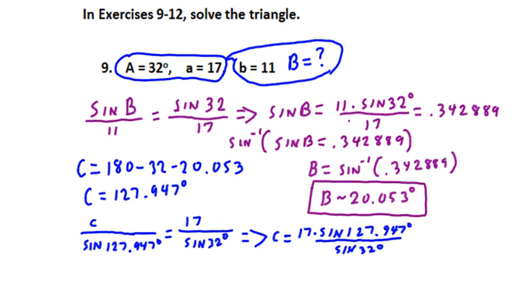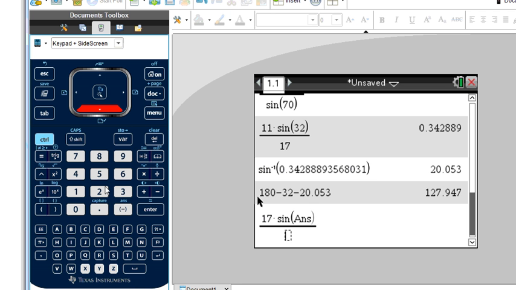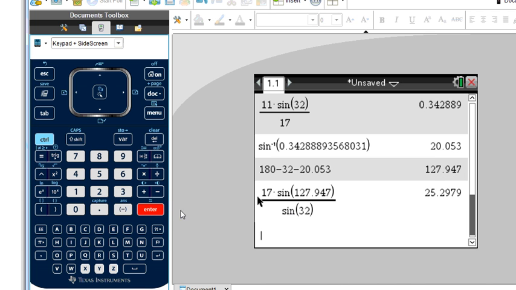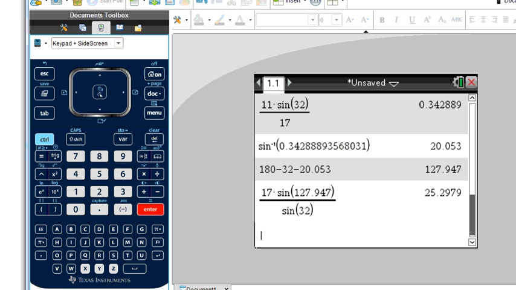Okay, so going to our calculator, we have 17 times the sine of 127.947. Since that's the last number the calculator found, we're going to take control negative sign for A and S, and then we're going to divide that by the sine of 32 degrees. So come down here, we have the sine of 32 degrees, and we get 25.298. So we say side C is equal to 25.298.